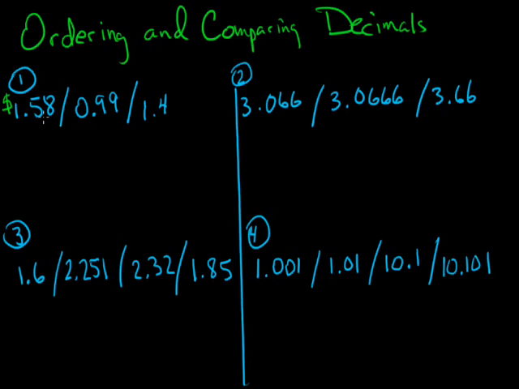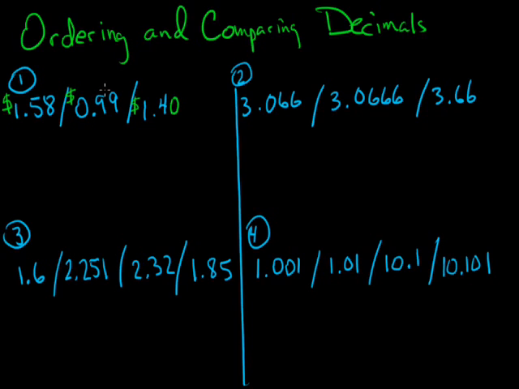1.58 is like $1.58. 0.99 is like 99 cents. And 1.4 is 1 and 4 tenths. 4 tenths of a dollar is 4 dimes, because 10 dimes make a dollar. So we can give a placeholding 0 to the right of the 4. So 1.4 is really just the same as $1.40. Now it's easy to tell which one is the smallest and which is the biggest.